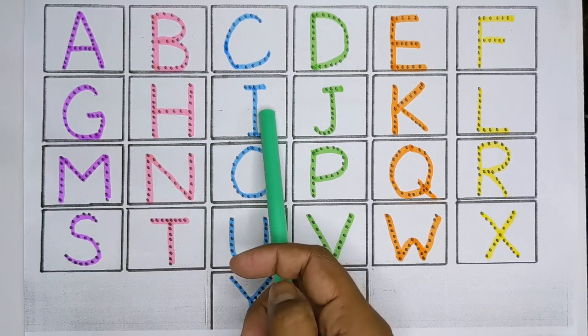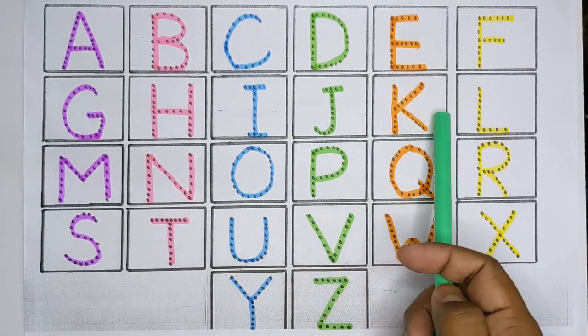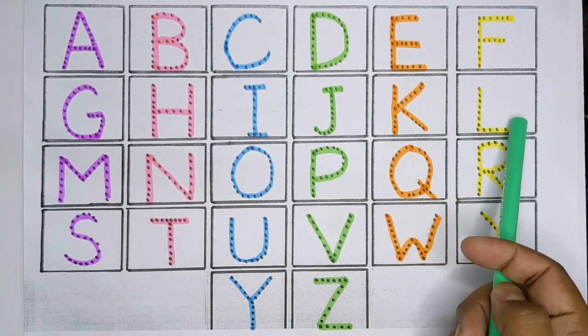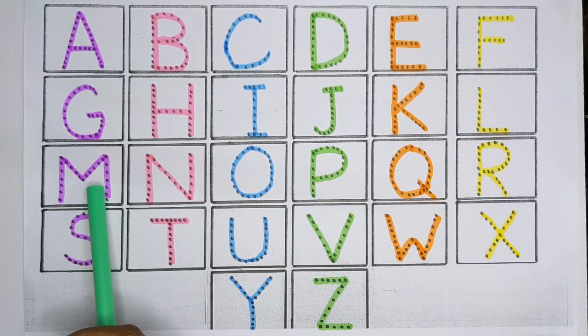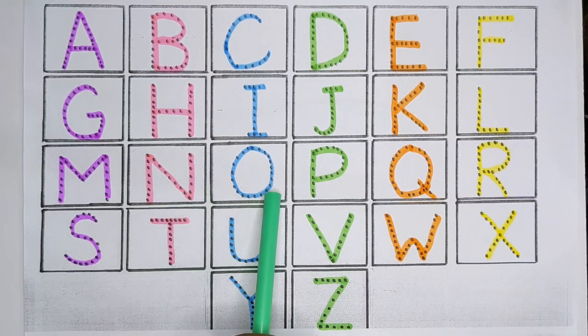I for iron. J for juice. K for kite. L for lemon. M for motor. N for night. O for octopus.